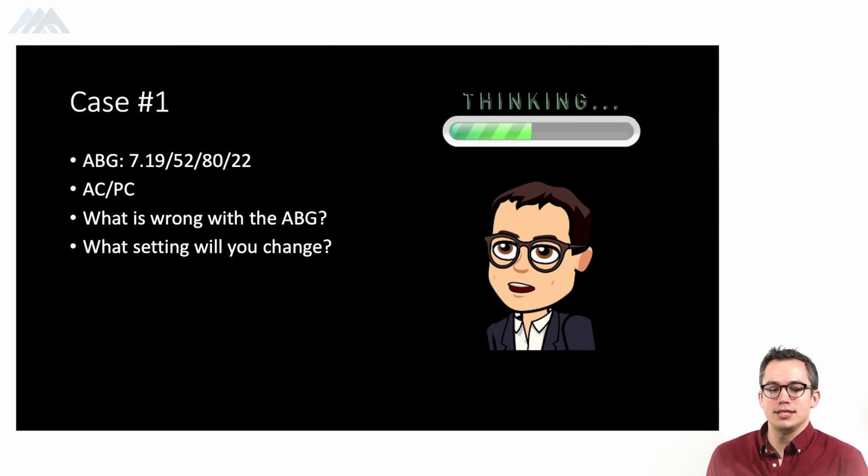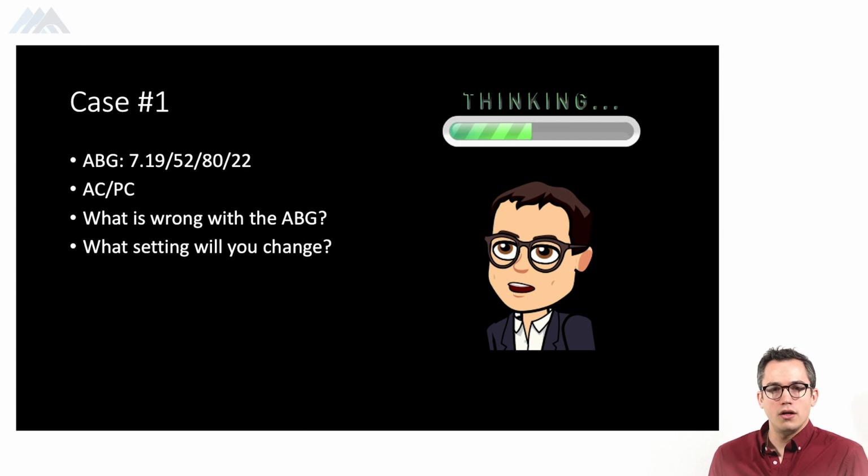Here we have a patient that's ABG is 7.19, 52, 80, and 22. Your current mode of ventilation is assist control, pressure control. And looking back at that ABG, what is wrong with it? We notice our patient to be acidotic with a pH of 7.19. Why are they acidotic? Their CO2 is 52, which is outside of our normal range of 35 to 45.